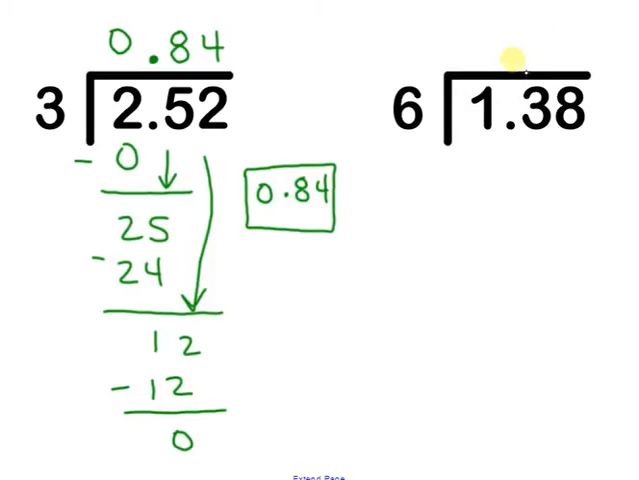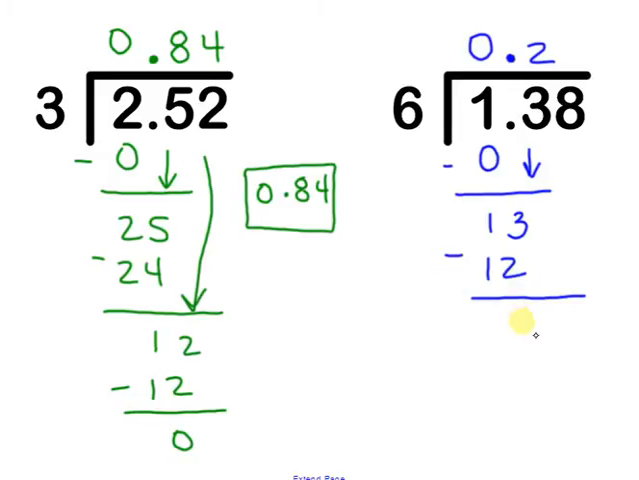All right, next problem. We're going to immediately bring the decimal point up to the roof. 6 goes into 1 0 times. 0 times 6 is 0. Now we're going to subtract. 1 minus 0 is 1. Bring down the 3. 6 goes into 13 2 times. 2 times 6 is 12.